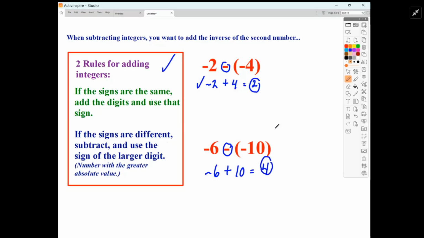So just do it step by step. Go ahead and rewrite your problem so you can change it from a subtraction problem into an addition problem. Then look at your two rules. There's only 2 rules, not 1, not 3.